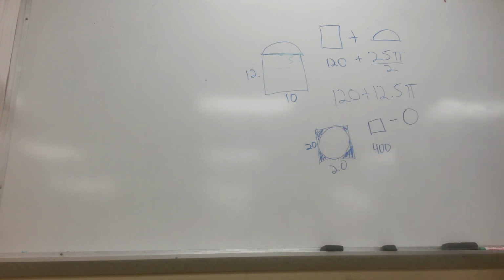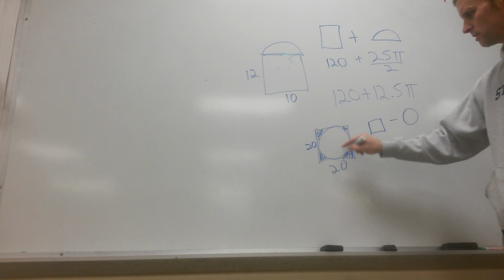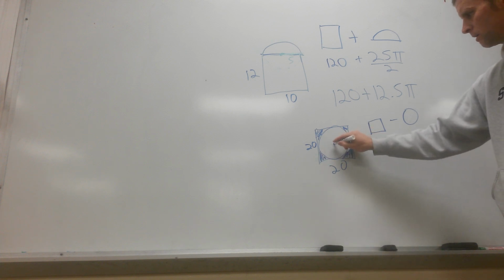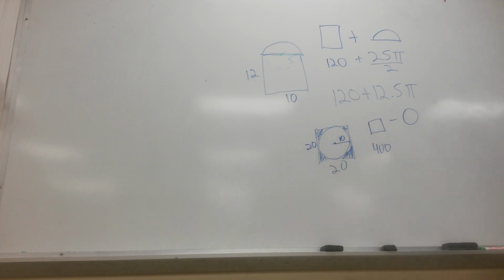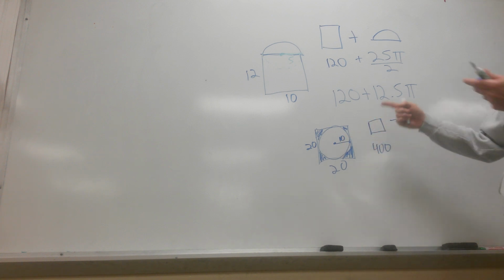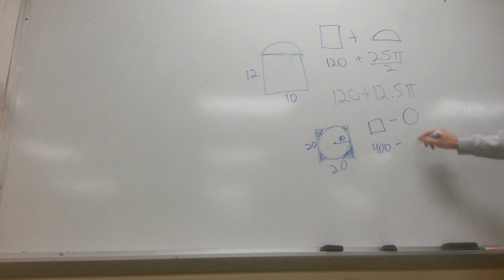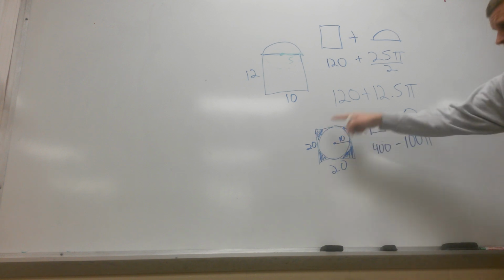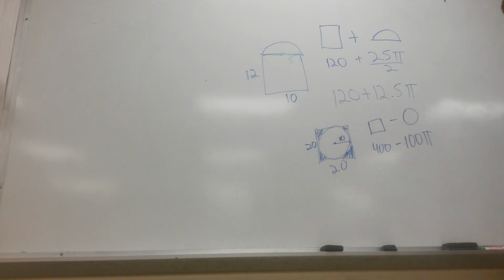All right. Anyway, 400 minus, what's the radius of that circle? If it's 20 across there, then that's 10. And 10 squared is 100. So minus 100 pi. That's the shaded area. That's roughly about 314-ish. But we can leave it like that. Great? Good. Area of two-dimensional shapes.